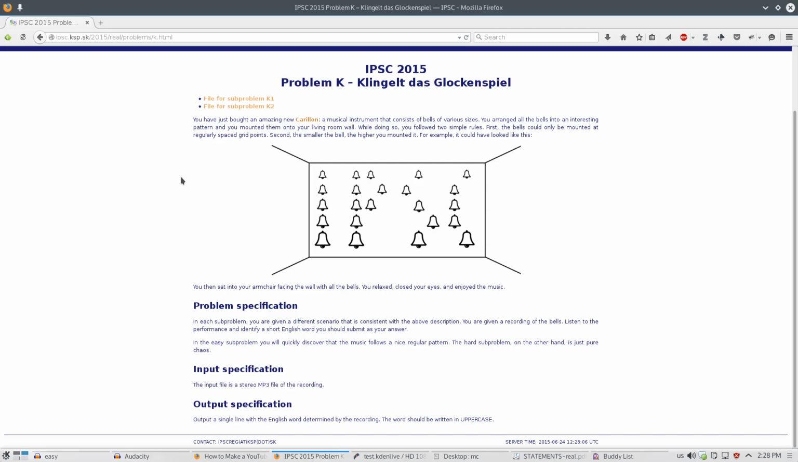So now we are going to take a look at a specific problem, K from IPSC 2015. In this problem, the problem statement tells us that there is a wall and there are some bells mounted onto the wall. The bells have different sizes, and the size of the bell, which is also the pitch of the bell, determines the height where it is mounted. What we are given as the input is a recording of these bells, and we have to use the recording to determine the positions of individual bells.